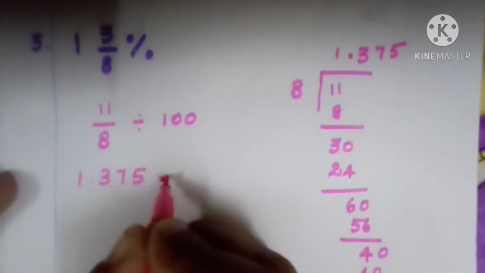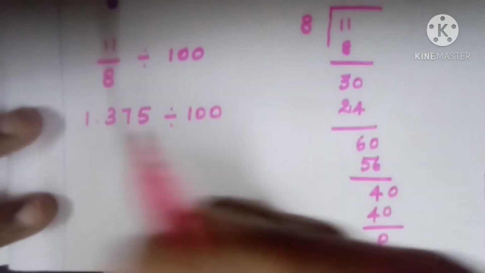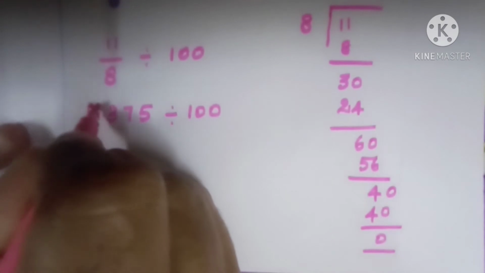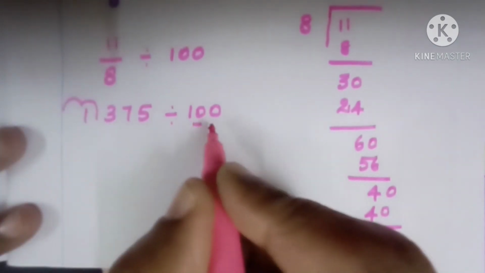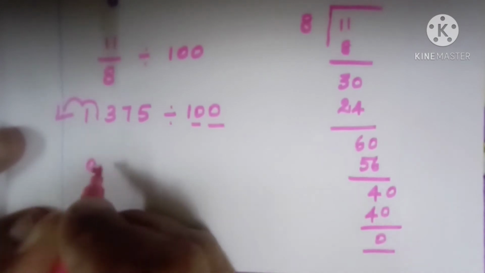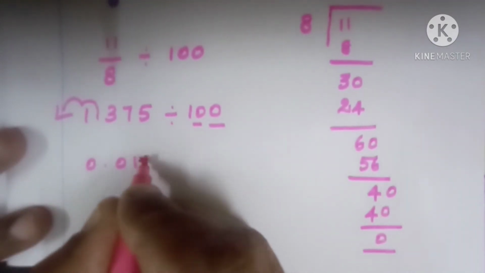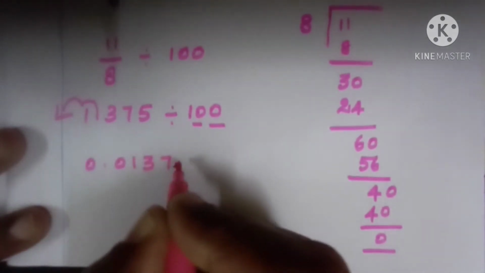1.375 divided by 100. Divided by 100 means the decimal moves 2 places because it has 2 zeros. So your answer is 0.01375.